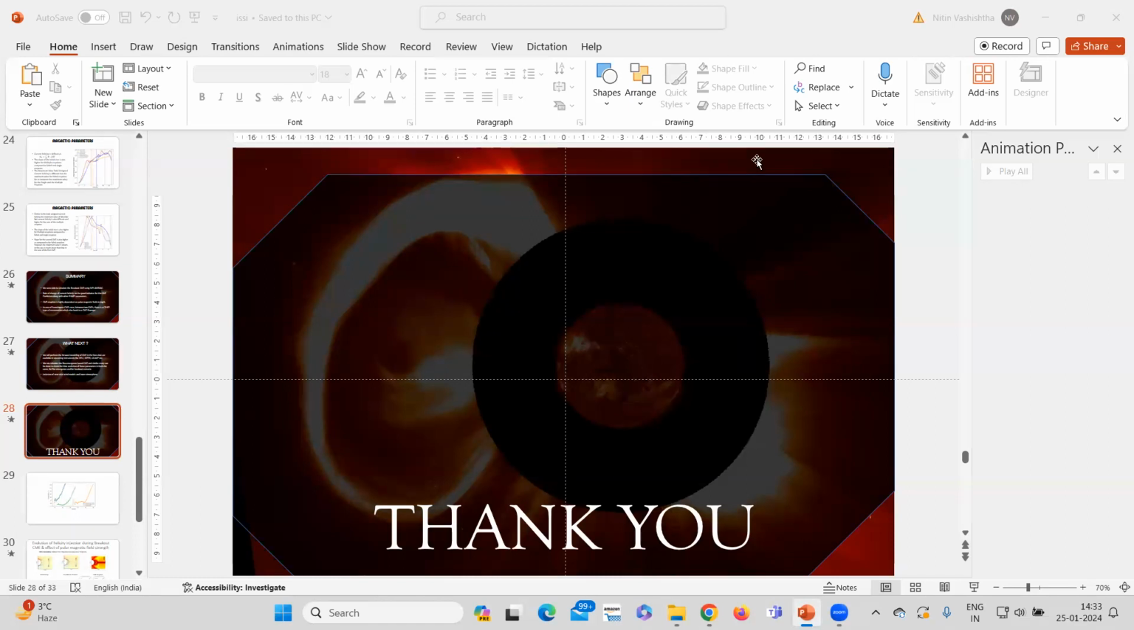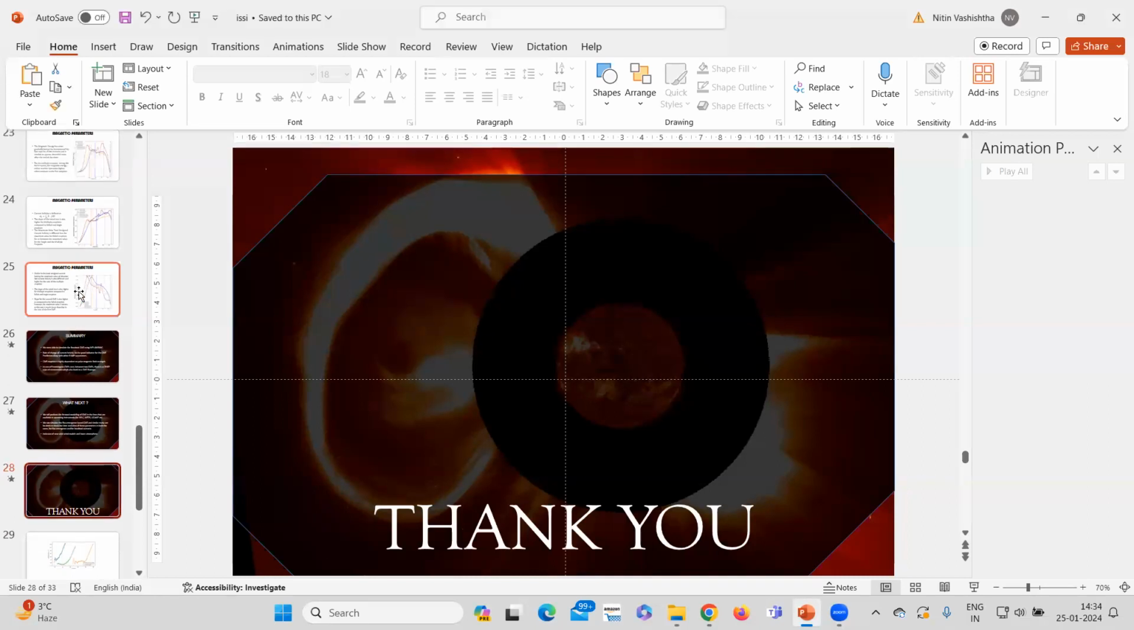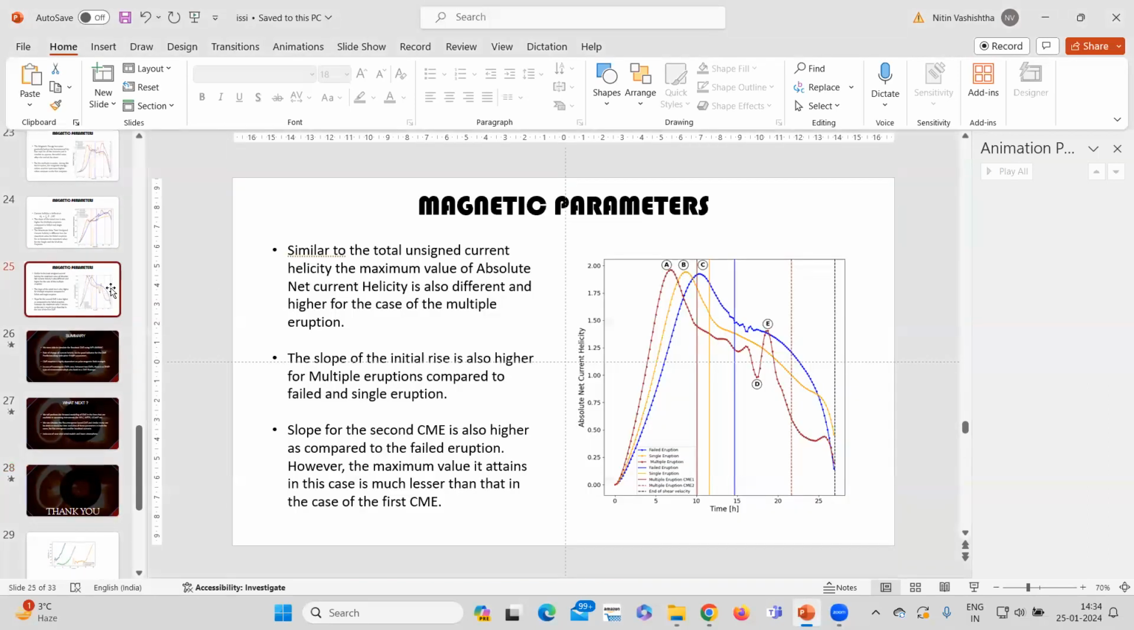Okay, and I have one last question. Sorry for taking so much time. It's okay. Can you go to the plot of absolute current helicity which you showed versus time, the previous one? The plot just before this slide, I think.